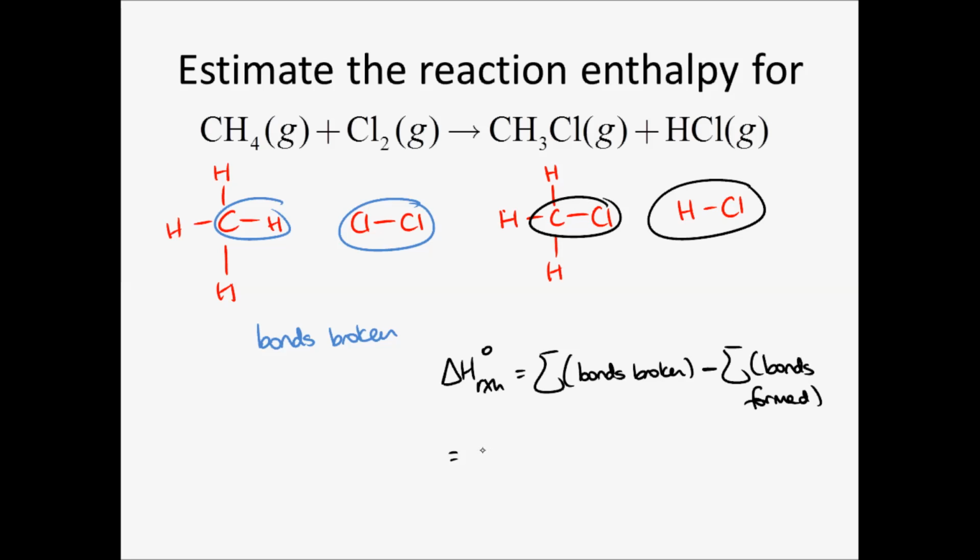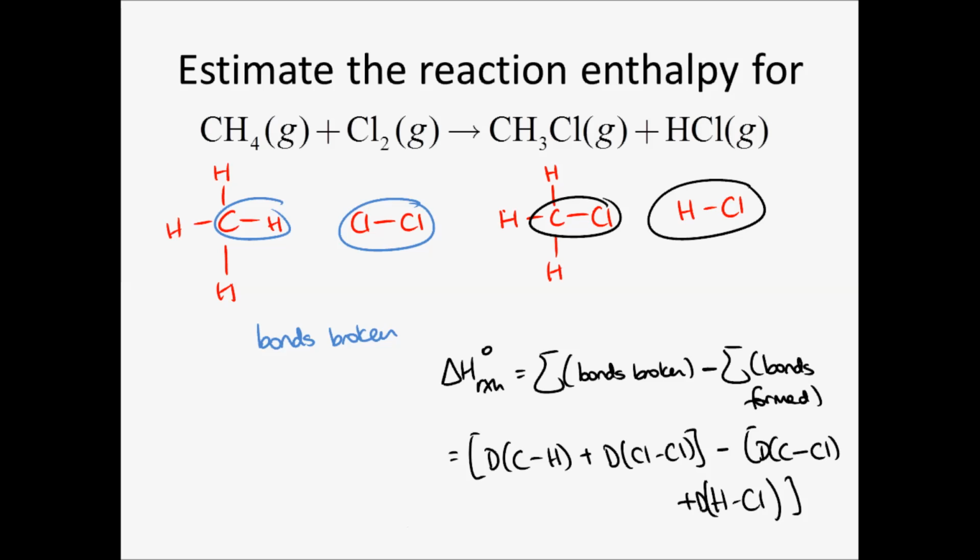The bonds that are broken are that of the carbon-hydrogen bond and the chlorine-chlorine bond, and the bonds that are formed are the carbon-chlorine bond and the hydrogen-chlorine bond. Substituting in tabulated values, we find that the reaction enthalpy is minus 104 kilojoules. Note that as these are based on average bond enthalpies, they are estimates only.